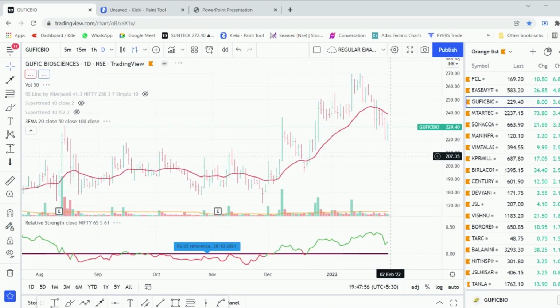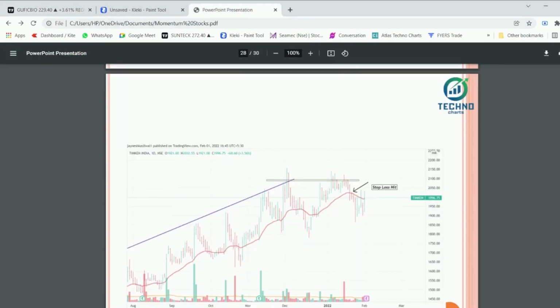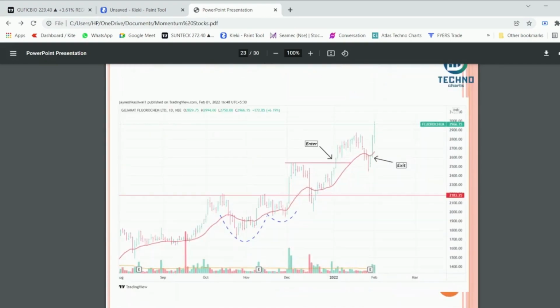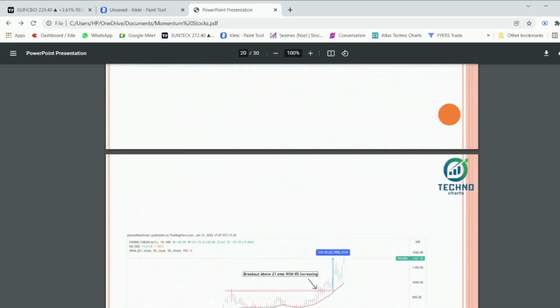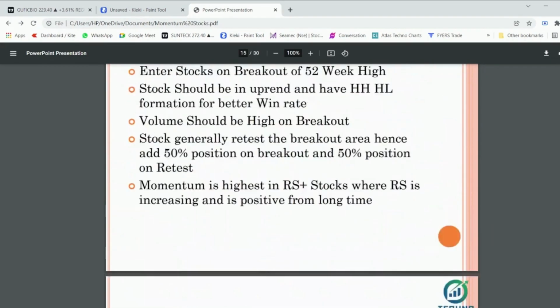Wait for a closing below the 21 EMA decisively and then exit the stock. For example, if we check the Gufic Bio chart, if we had entered on this 52-week high breakout, then we would have exited here with a minor gain or a minor loss, whatever. So the probability of profits is much higher, and the percentage gain is much higher in winning stocks, and the percentage you lose in a loss making trade will be much lower. This is how you can utilize the screener also to identify 52-week high breakout stocks and enter during the day, so that you don't miss the gain entirely.